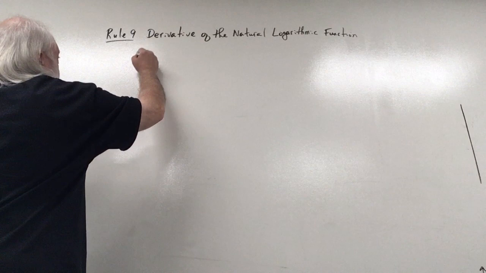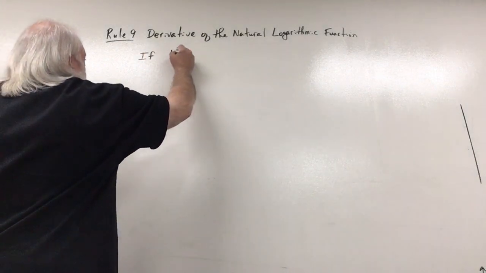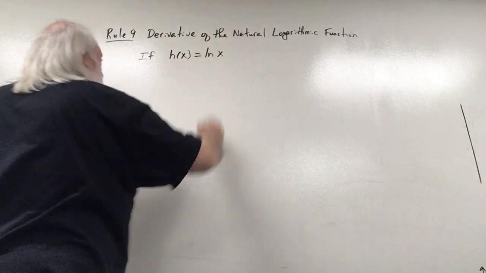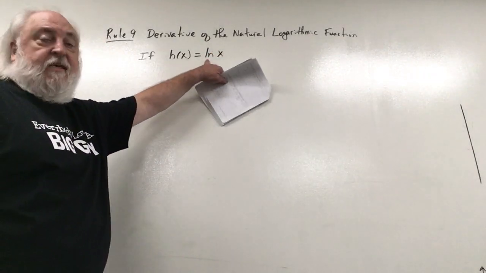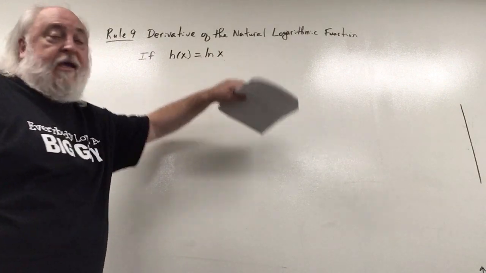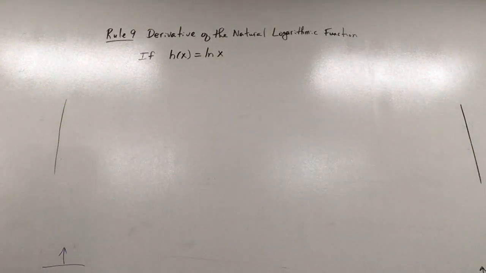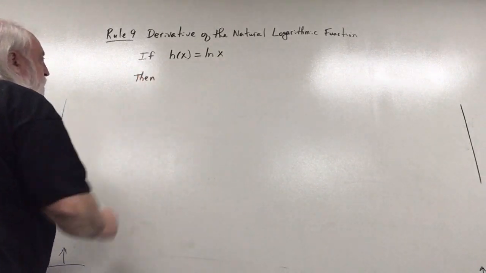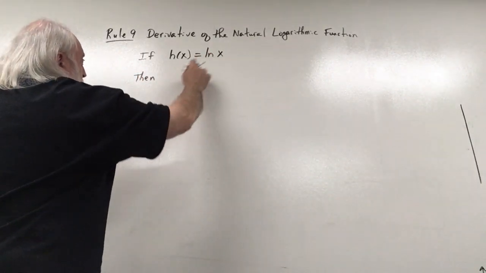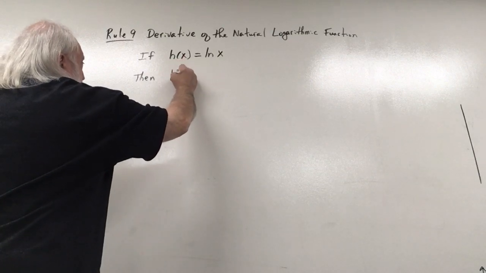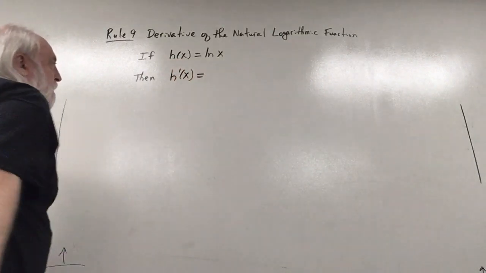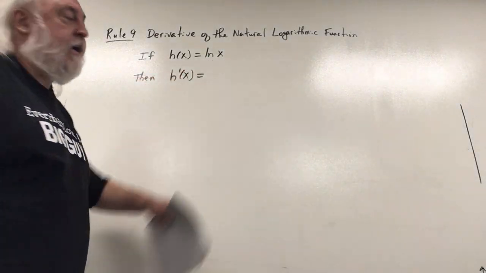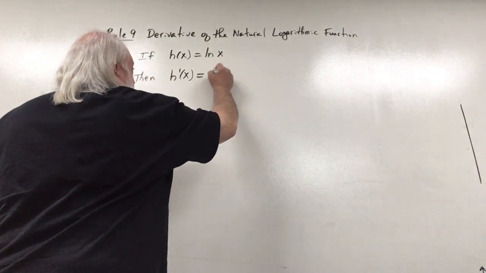So if I have the function h of x is equal to the natural log of x, you can read this as the natural log of x or ln of x. Then the derivative of h of x, denoted with h prime of x, is equal to the derivative of the natural log of x, which is just 1 over x.